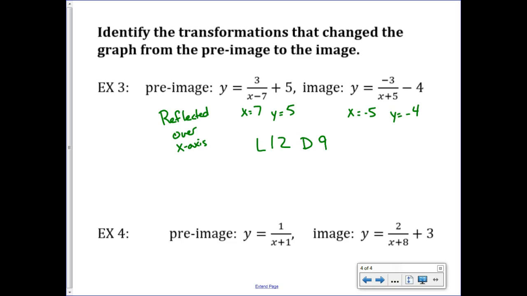All right, and then example 4, pre-image to image. I noticed that the 1 turned into a 2. That tells me a vertical stretch of 2. So I'm looking at the numerator there.